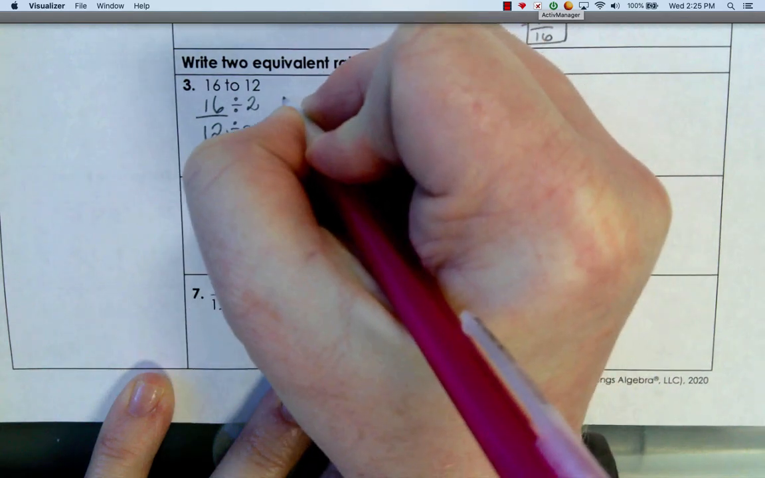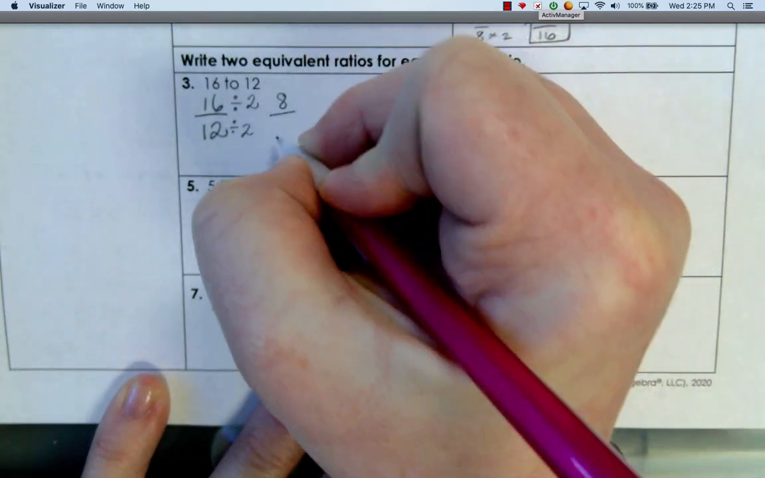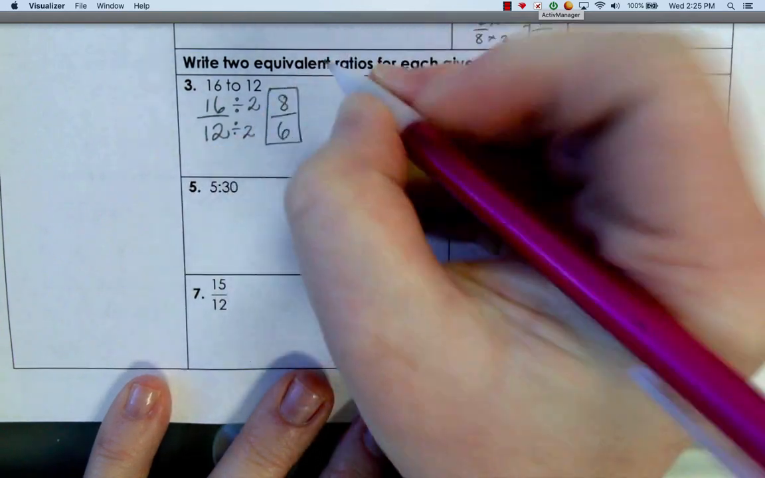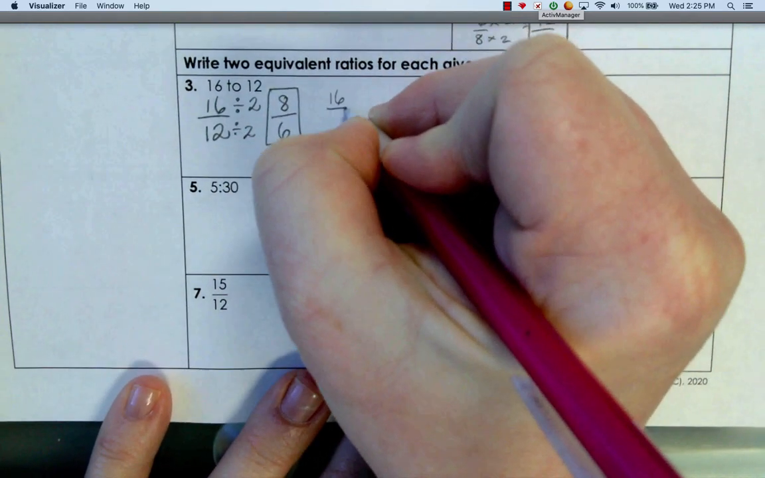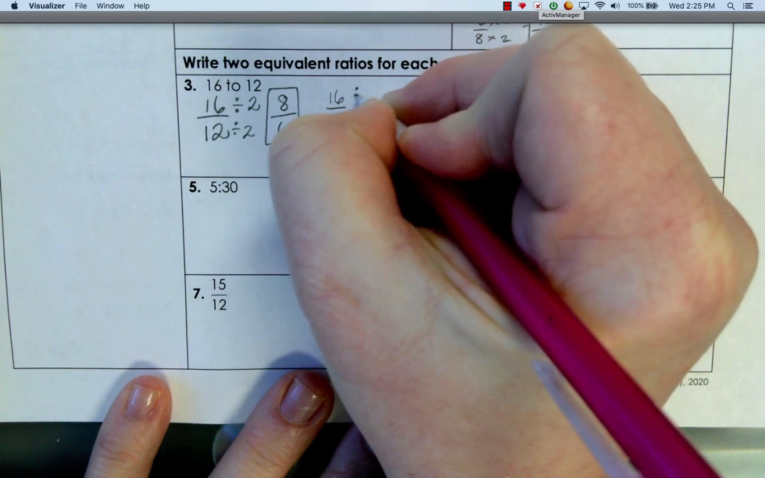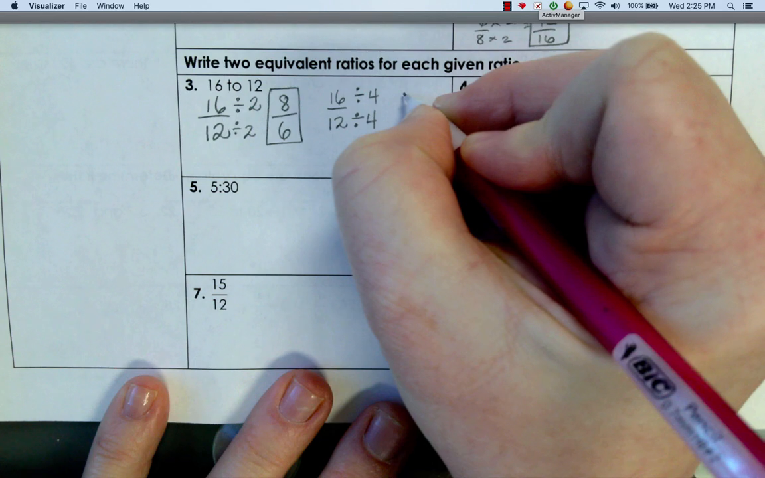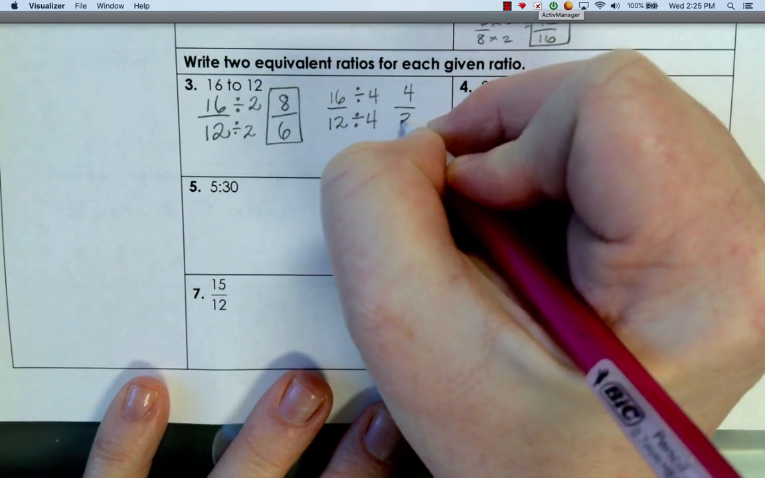16 divided by 2 is 8. 12 divided by 2 is 6, so there's another one. But what if we did this? 16 over 12. Another common factor is 4. And you get 4 to 3.